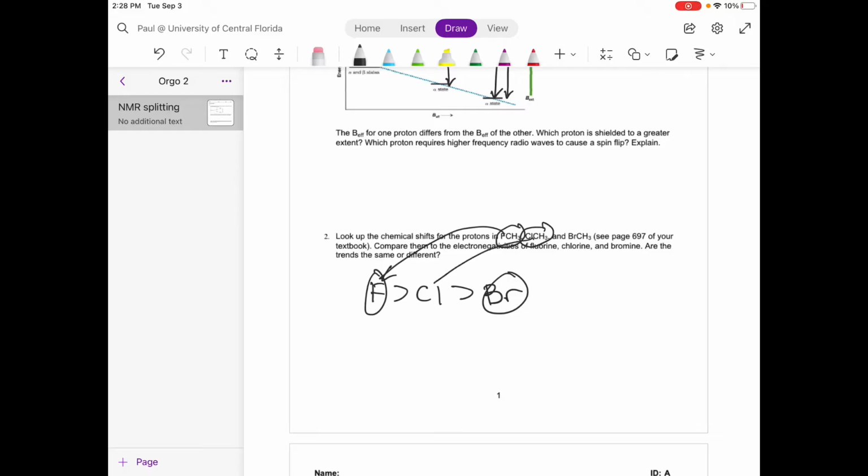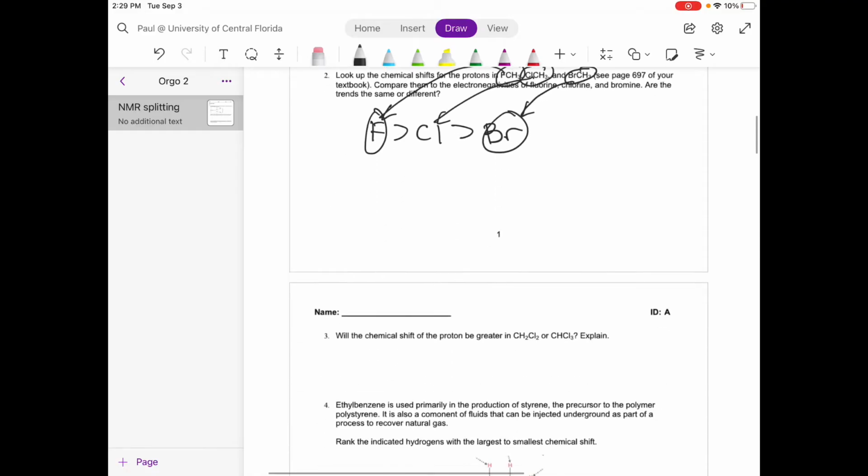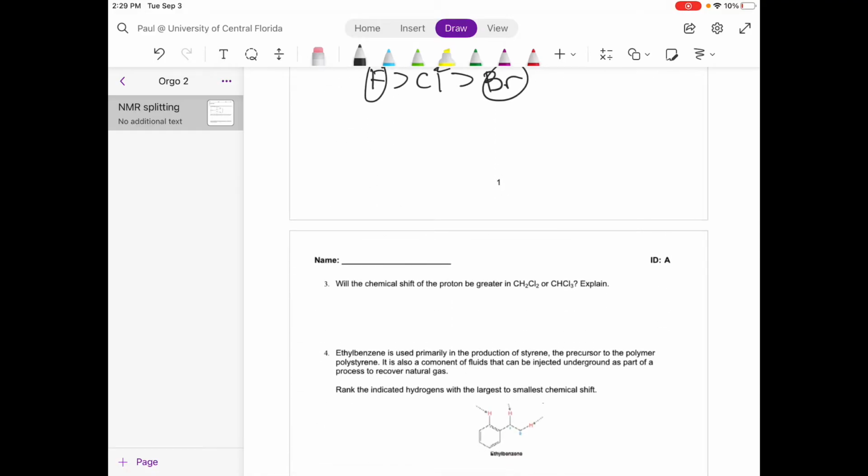You can see that the trend of the electronegativity for the halogens is going to follow the chemical shifts of the protons that are connected to those same halogens. Will the chemical shift of the proton be greater for this one, or that one?